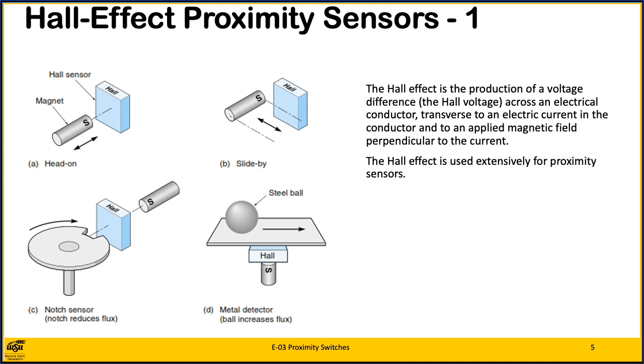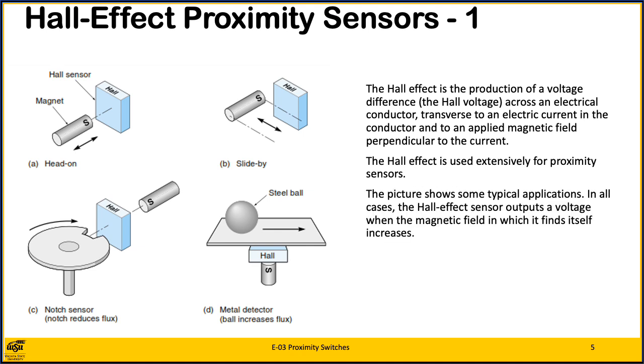That's quite a mouthful. The Hall effect, as it is called, was originally used for wattmeters and Gauss meters. Now it is used extensively for proximity sensors. The picture shows some typical applications. In all cases, the Hall effect sensor outputs a voltage when the magnetic field in which it finds itself increases. This is done either by moving a magnet or by changing the magnetic field path. But the value of the Hall voltage does not depend on the field moving, only on the field being there.